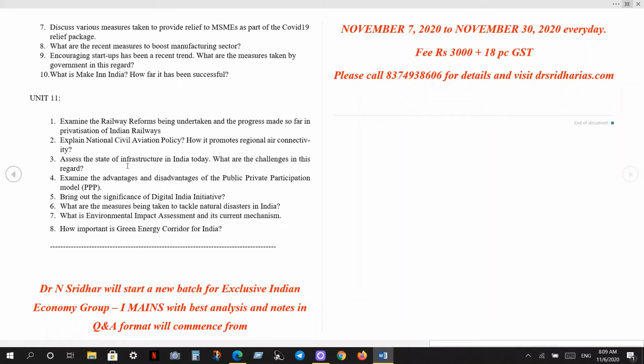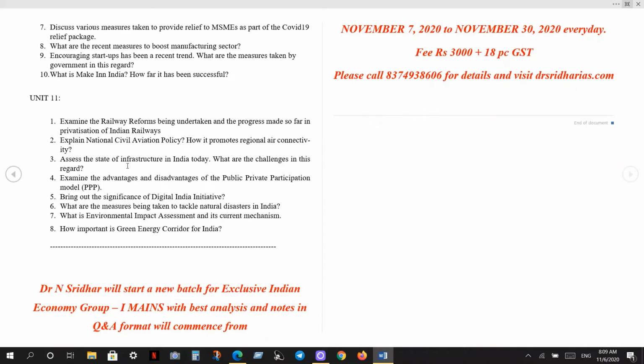Then railways are in the news. If you have noticed, for the first time we are also going to have private trains, and railway board reforms. Railway reforms are very, very important. Then civil aviation, where regional connectivity has been the issue. Then infrastructure bottlenecks and challenges, then the PPP model, including what are the issues in the PPP model. The hybrid annuity model is the new thing that is being talked about.